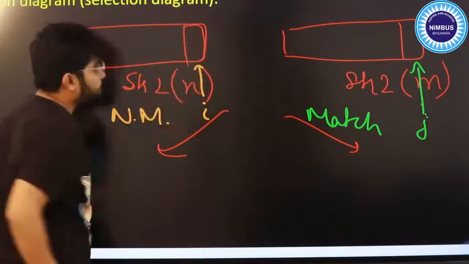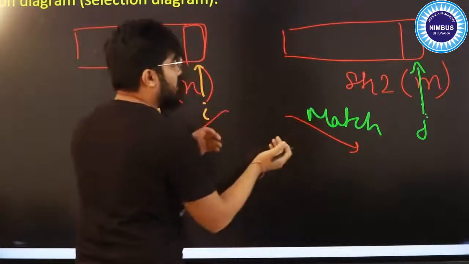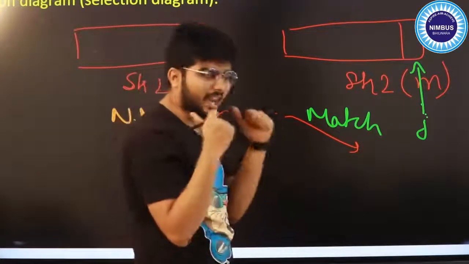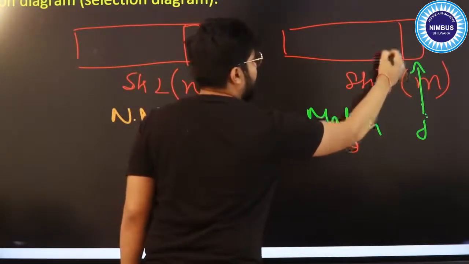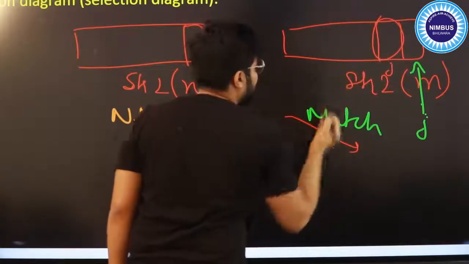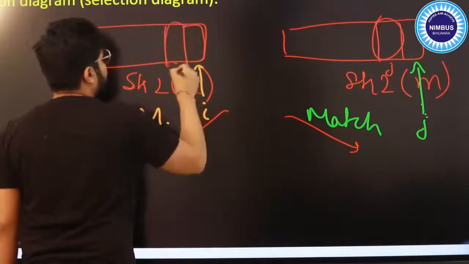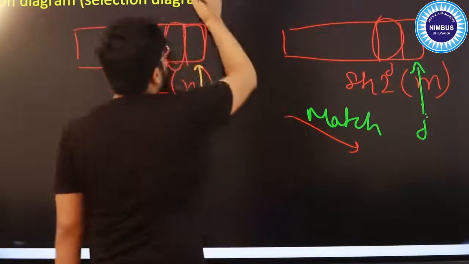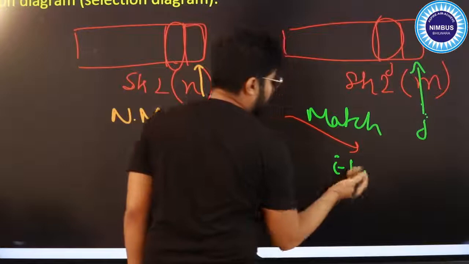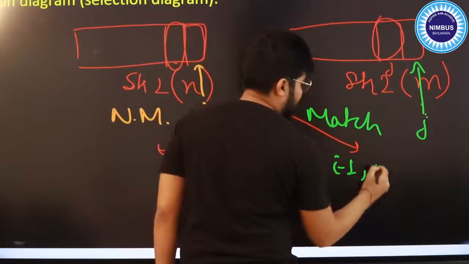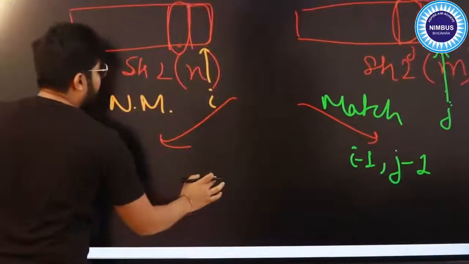So now if it matches, what will happen? If it matches, what will we do? We will move one step to the left hand side. So our j which was pointing here will now point to the next character. Similarly, the i which was pointing here will now point to the next character. So in case it is a match, we'll shift our i one step to the left hand side and similarly our j one step to the left hand side.